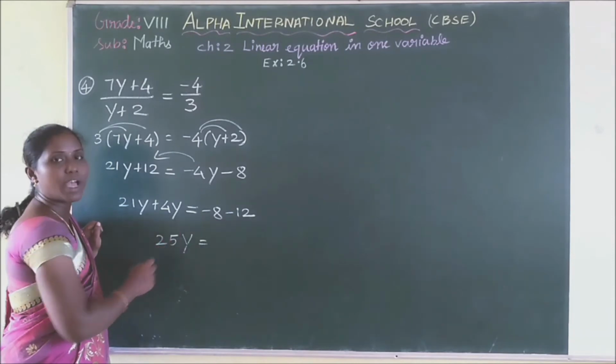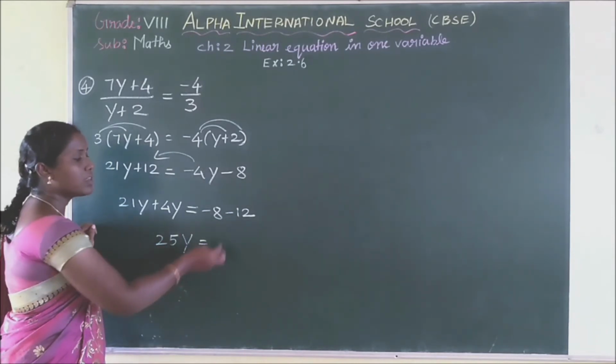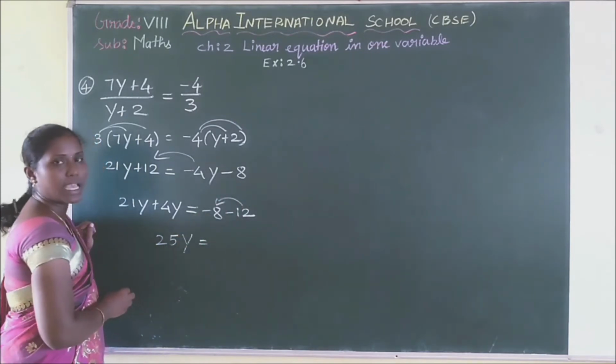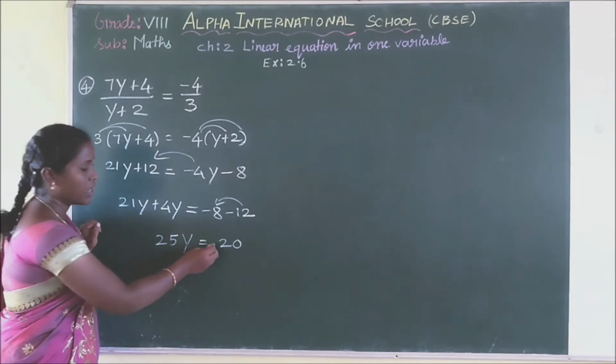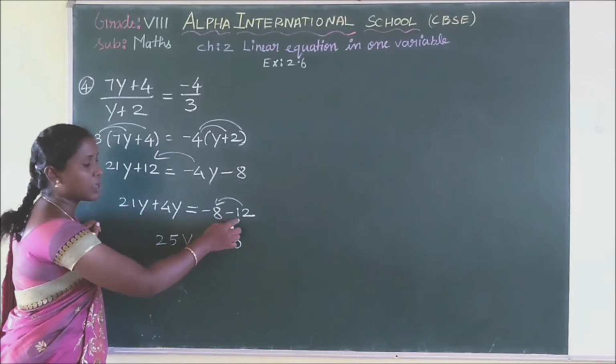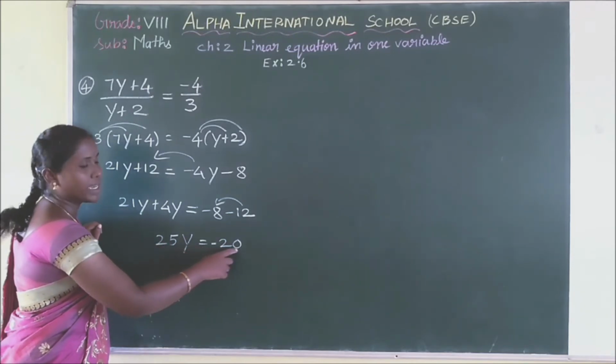Minus minus means we have to add the numbers and put the same sign. So add the numbers. What is 12 plus 8? It is 20. What about the sign? Minus. Adding the numbers and putting the same sign. So 25y is equal to minus 20.